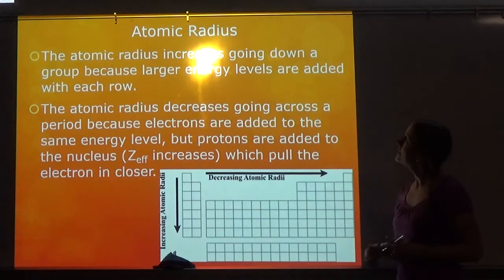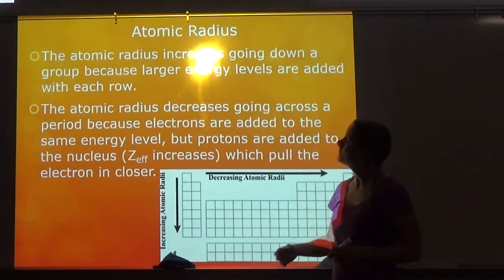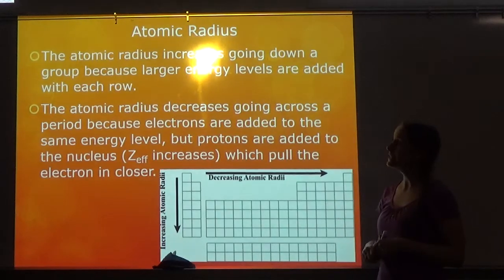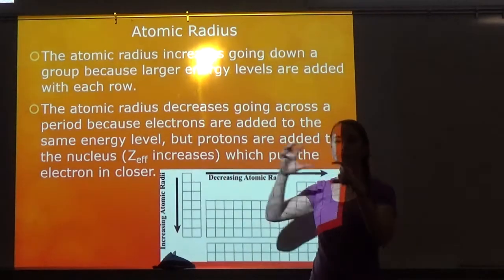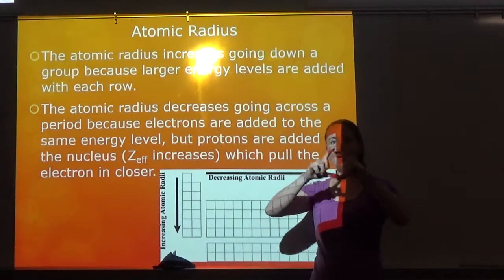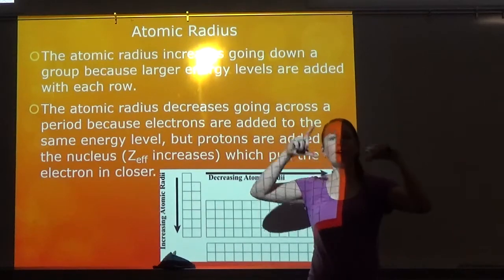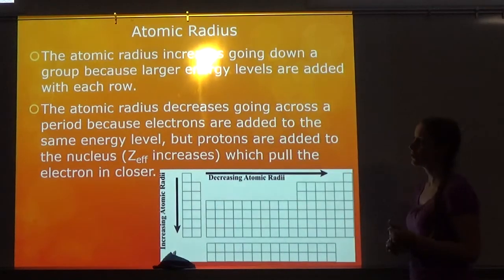So the atomic radius increases going down a group because larger energy levels are added to each row. Like in row 1, we have 1 energy level. In row 2, we now have 2. In row 3, we now have a third one. So it just keeps getting larger.